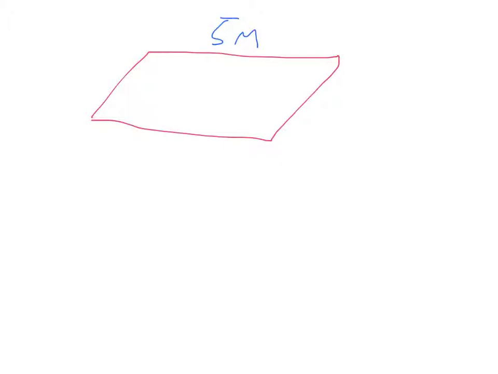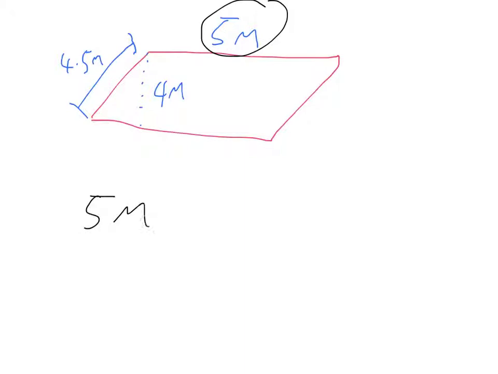Okay, so let's try this out. Let's say we have a parallelogram where the length is 5 meters and the height is 4 meters. And we also have this other measurement over here that is 4.5 meters. Well, we know from what we've learned that the numbers that we need to use are the 5 meters as the length and the 4 meters as the height, not the 4.5.